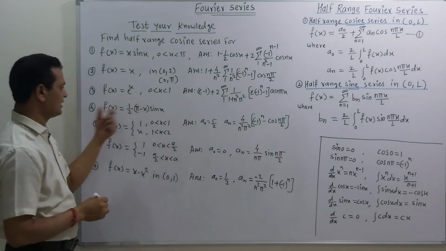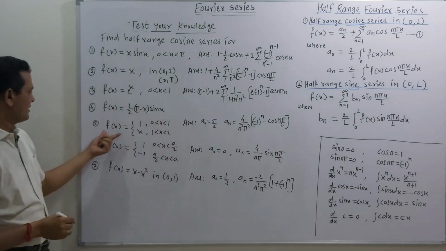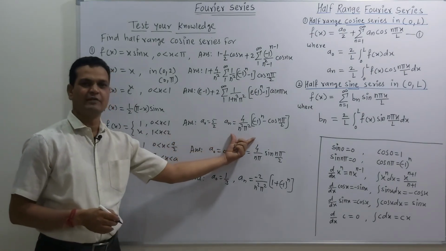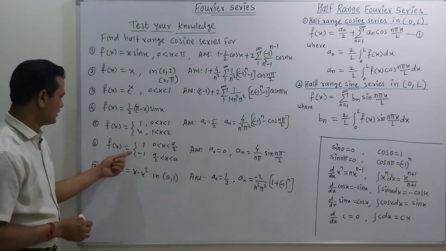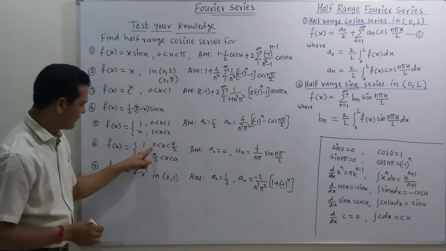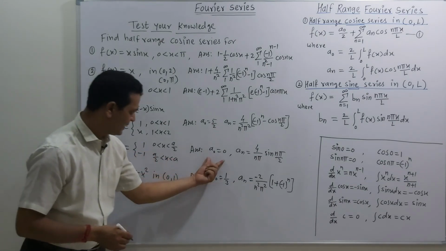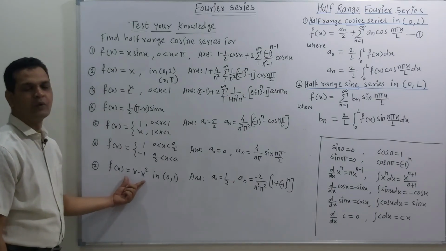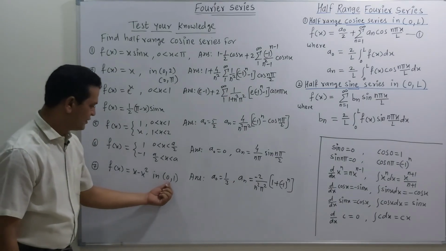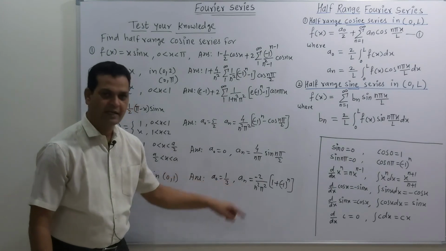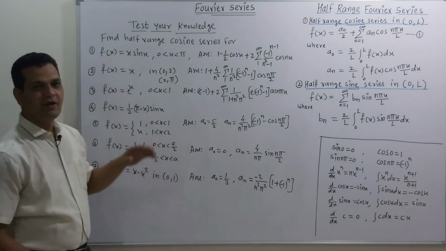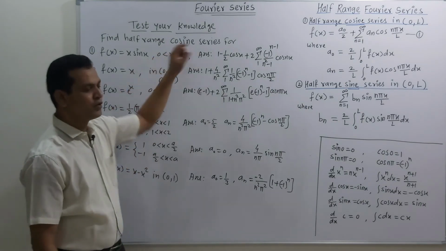Let's solve this example. Then the fifth example is f of x is 1 and x. This is the value of a0 and this is the value of an. Then f of x is equal to 1 and minus 1, again interval is 0 to pi, and a0 and an are given. The last example is f of x is equal to x minus x square, interval is 0 to 1. This is the value of a0 and an. So friends, for all these 7 examples, find the half range cosine series.